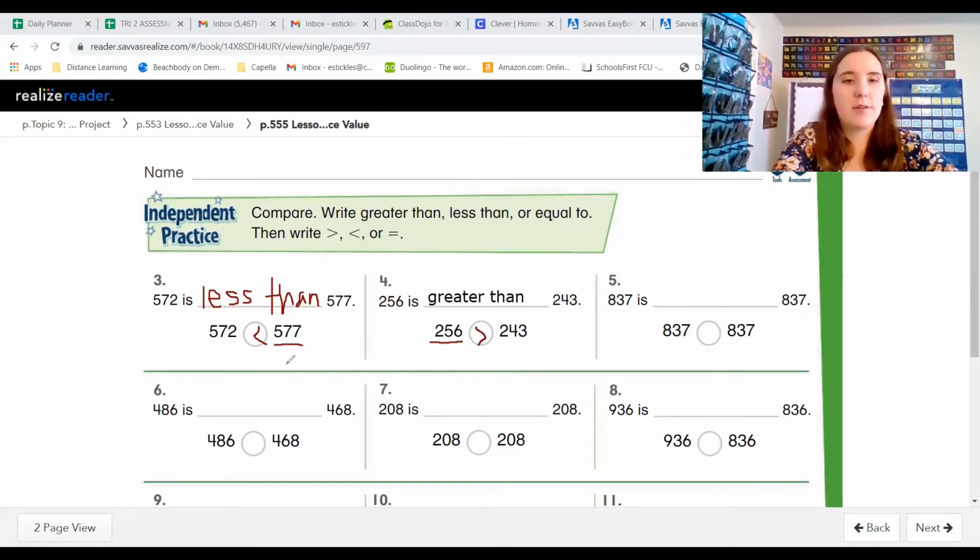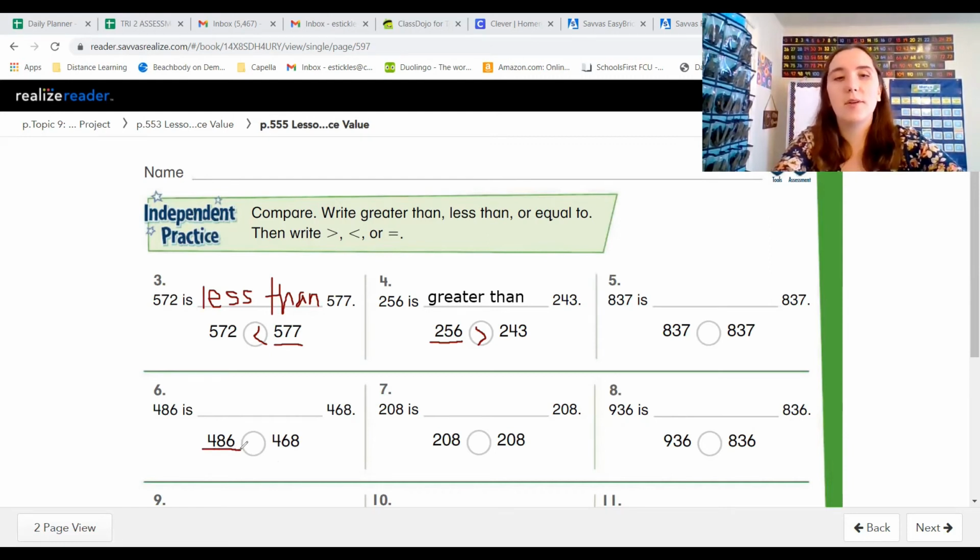Let's do number 6 together. We have 486 and 468. Be very careful, they look very similar, almost the same. So let's look at the hundreds. 4 and 4, those are the same, we have to go to the tens. 8 and 6, okay, those are different, so which one is bigger, 8 or 6? 8 is bigger, so which number is bigger?